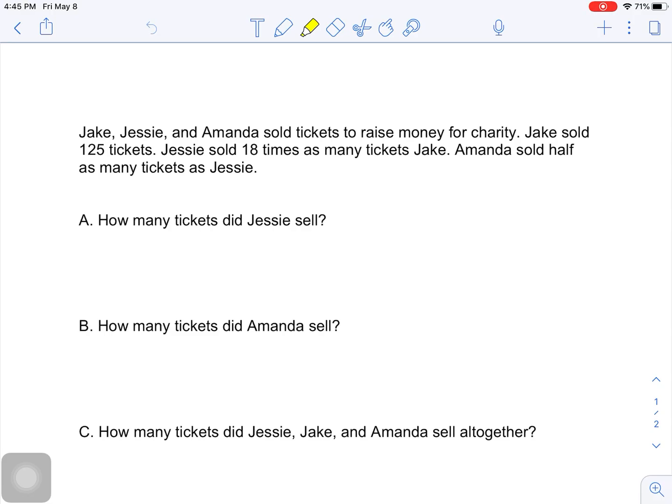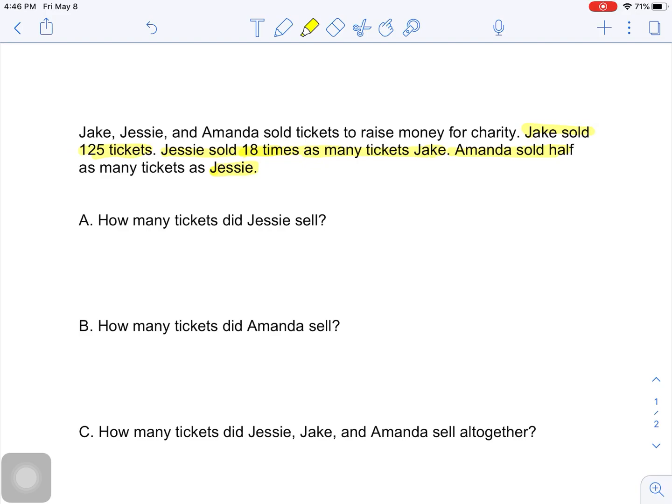Now, when reading that, it seems a bit overwhelming, a little daunting. Like, oh my goodness, that's a lot of numbers and a lot of things that they're saying. But if you break it up, it's all manageable, okay? When I go back up into this, and I'm going to read it again now, I'm going to look for important things that I need to know. Jake, Jesse, and Amanda sold tickets to raise money for charity. Great. I do not need to do anything with that. This is just giving me background knowledge as to what they're doing, what these numbers are representing. Jake sold 125 tickets, okay. Jesse sold 18 times as many as Jake, and then Amanda sold half as many as Jesse.